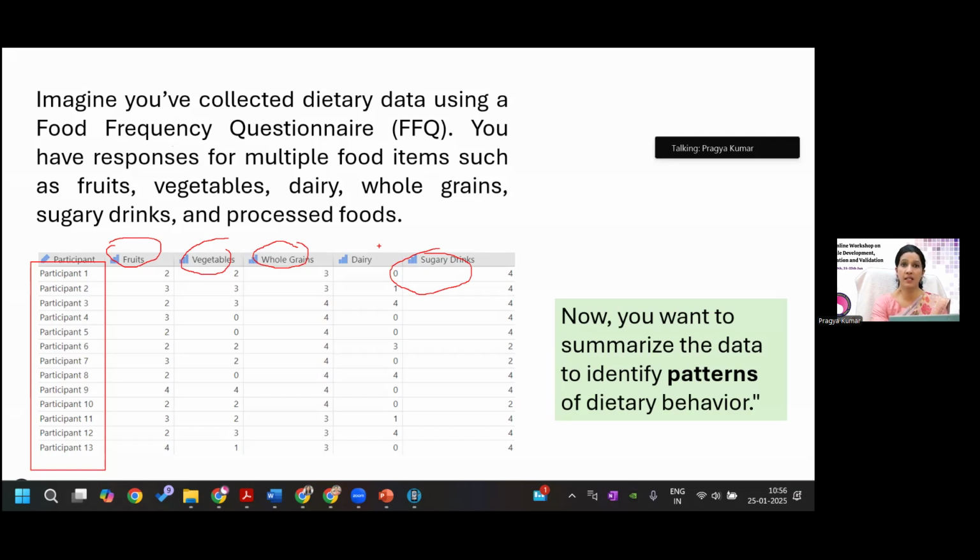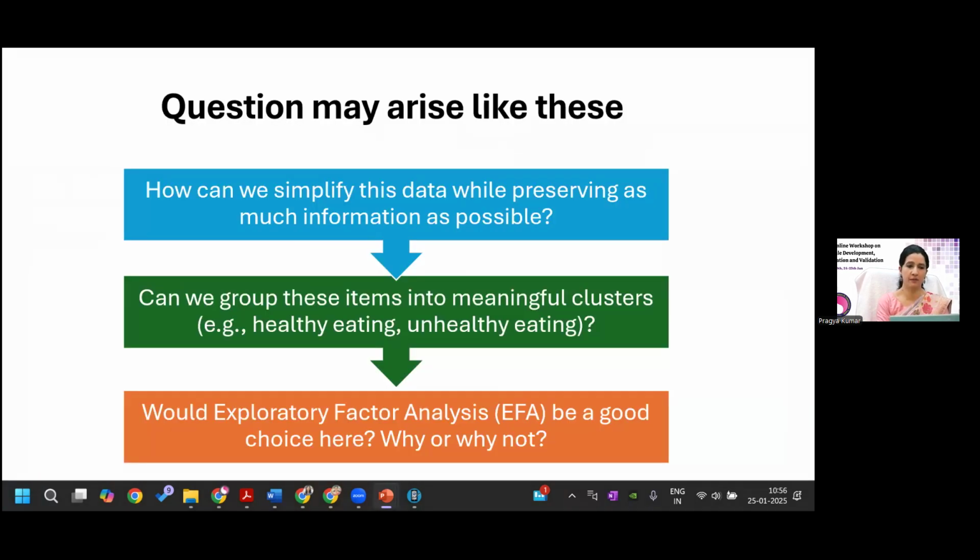Or if someone is taking vegetarian food, it is not necessary that he will take non-veg, or that he will be taking dairy. So each item is very distinct from the others. That's the difference from the reflective scale which we have seen.